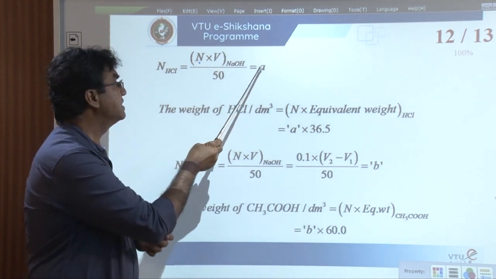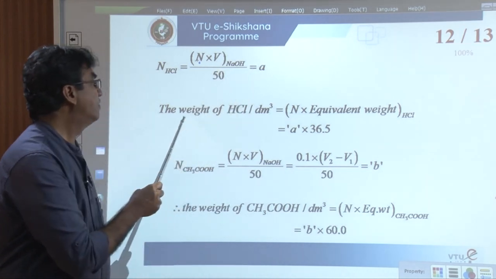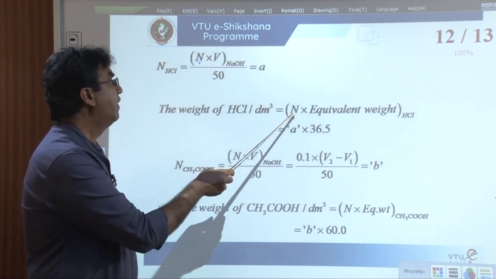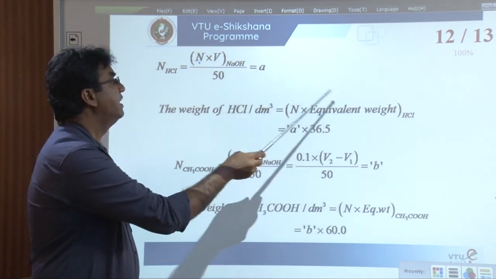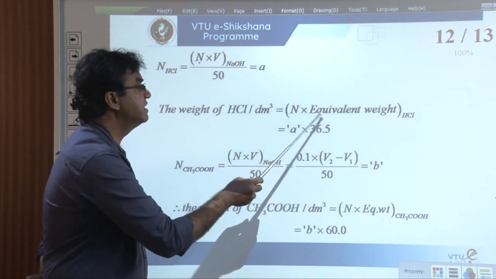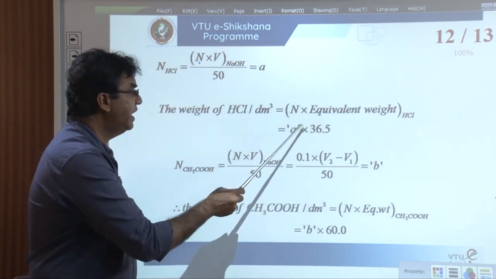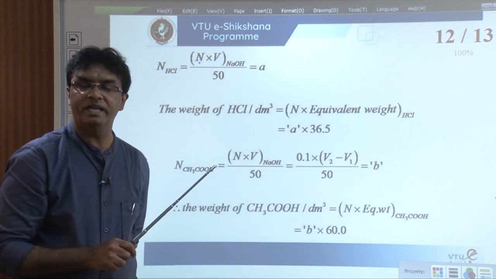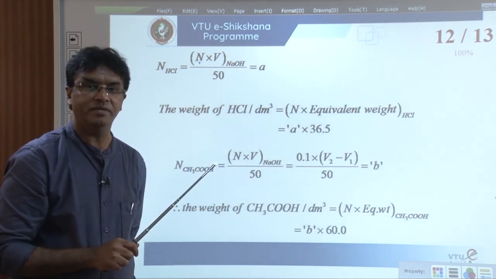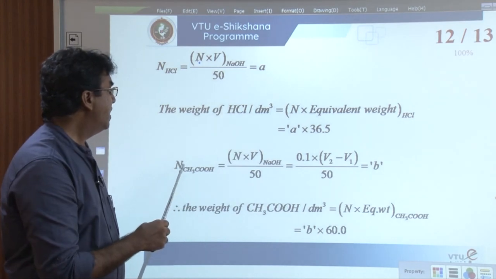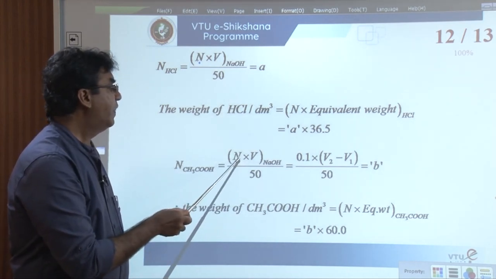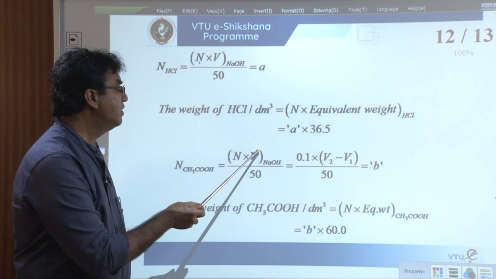Let's call it A. Therefore, weight of HCl per dm cube is equal to normality of HCl, that is A, into equivalent weight of HCl, that is 36.5. Therefore, weight of HCl per dm cube is equal to A into 36.5. Okay.